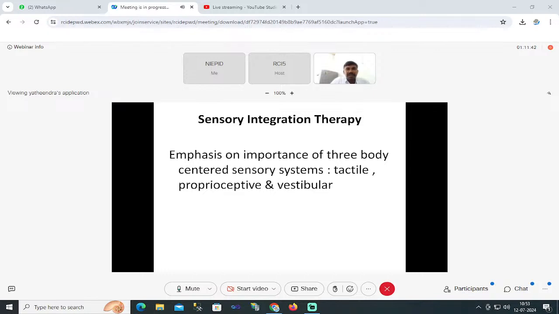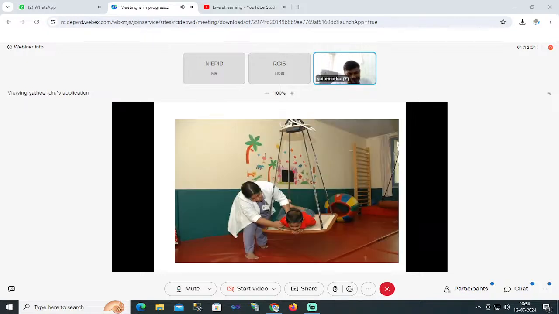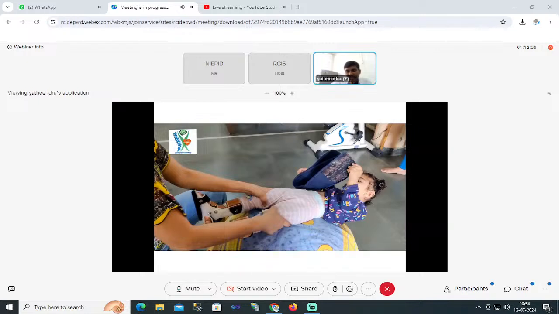Then we have another technique, that is sensory integration therapy. Here we need to emphasize the importance of the sensory systems, that is tactile, proprioceptive, and vestibular. We can make use of all these sensations to encourage motor development, through tactile or proprioceptive or vestibular. Can you see how we can encourage through the vestibular system? This is a part of OT also. And this is with the ball, you can see in the picture.